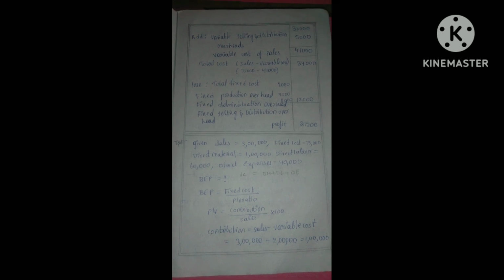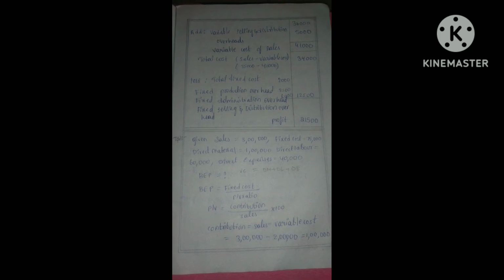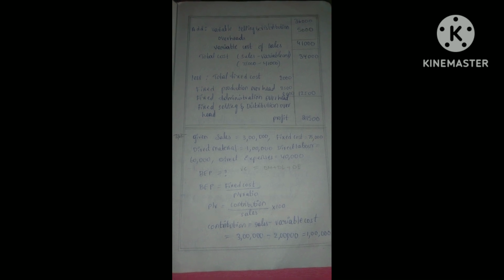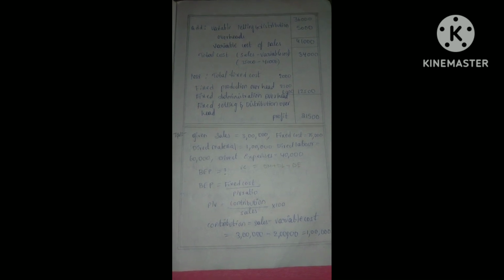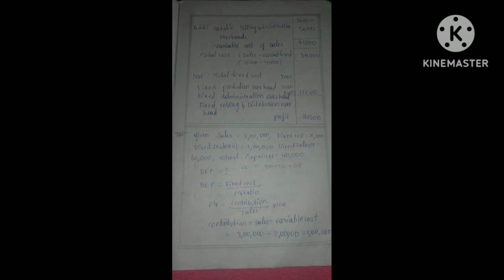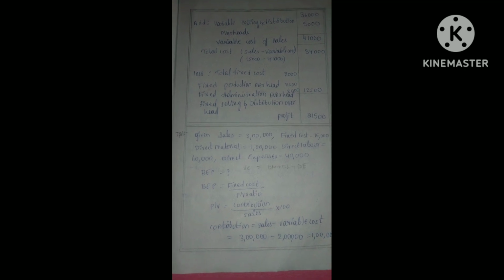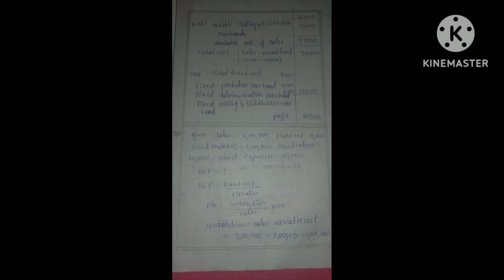Contribution is equal to sales minus variable cost. In the given information we don't know variable cost. So how to find out variable cost? The formula for variable cost is equal to direct material plus direct labor plus direct expenses. After adding direct material, direct labor and direct expenses, we have to calculate contribution. So contribution is equal to sales minus variable cost, as we know. So apply the formula. Sales is equal to 3 lakhs minus variable cost 2 lakhs. So 3 lakhs minus 2 lakhs, we will get 1 lakh.